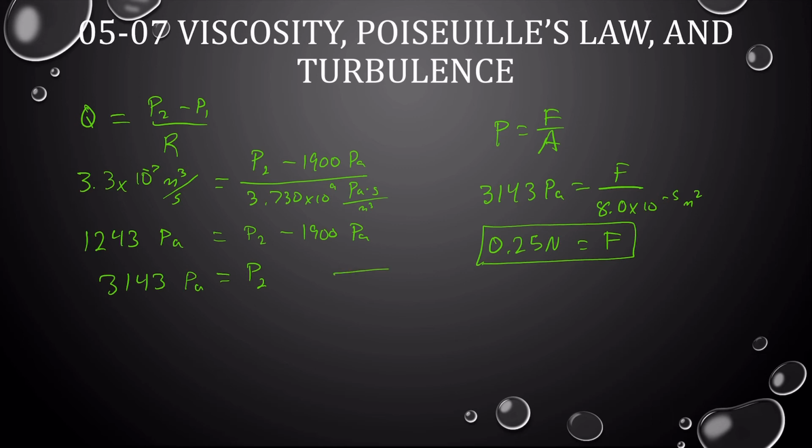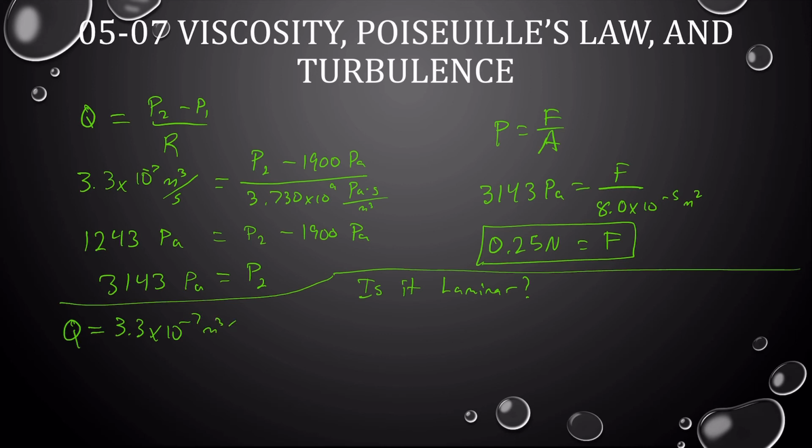The next question is, is it laminar flow? Well, you'd have to calculate the Reynolds number. And to calculate the Reynolds number, we need to know the speed. We were not given the speed of the flow. So we do know the flow rate, which was 3.3 times 10 to the negative 7. Flow rate could also be the area times the speed.